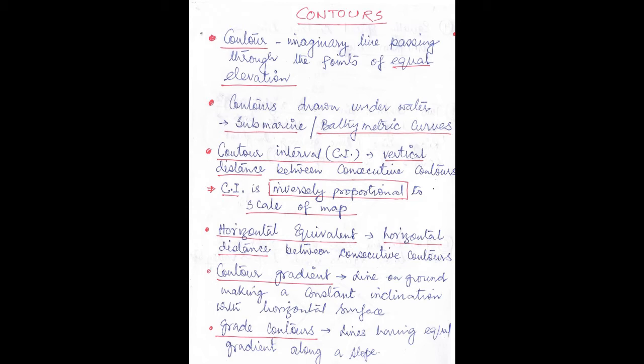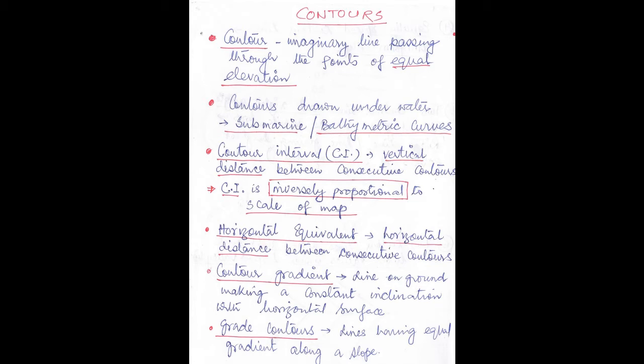Now, let us define what is contour interval or CI. Contour interval is the vertical distance between two consecutive contours. Next important point: contour interval is inversely proportional to the scale of the map. Next point, horizontal equivalent. What is horizontal equivalent? It is the horizontal distance between two consecutive contours. So remember, contour interval is the vertical distance between two consecutive contours. Horizontal equivalent is the horizontal distance between two consecutive contours.